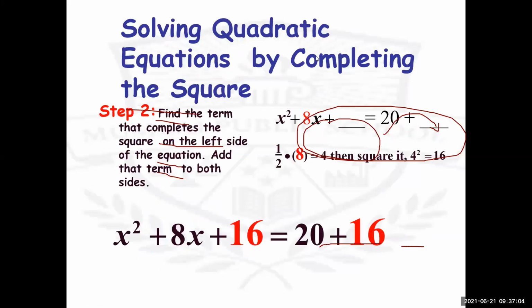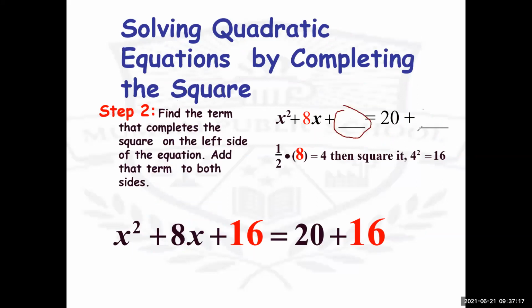Now next is to find the term that completes the square on the left side. You have to add a particular number in place of this blank. That number is based on half into the coefficient of x, the whole square. So half into 8, the 2 and 8 get cancelled, that gives 4.